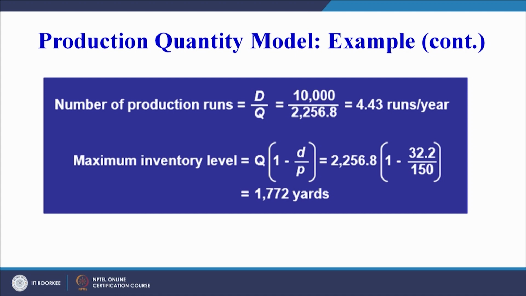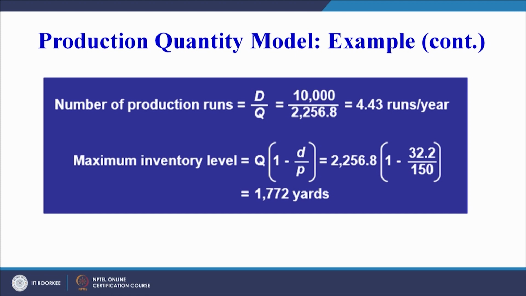The maximum inventory level we can also calculate. The maximum inventory level is Q times (1 minus D by P), which we have seen in the graph also. Graphically we have represented this thing. So that will be 2256.8 multiplied by 1 minus D over P. D is the demand rate, that is 32.2 yards per day. We calculated 32.2 when we divided the annual demand of 10,000 by 311 working days. So 10,000 divided by 311 working days gives us the demand rate per day.